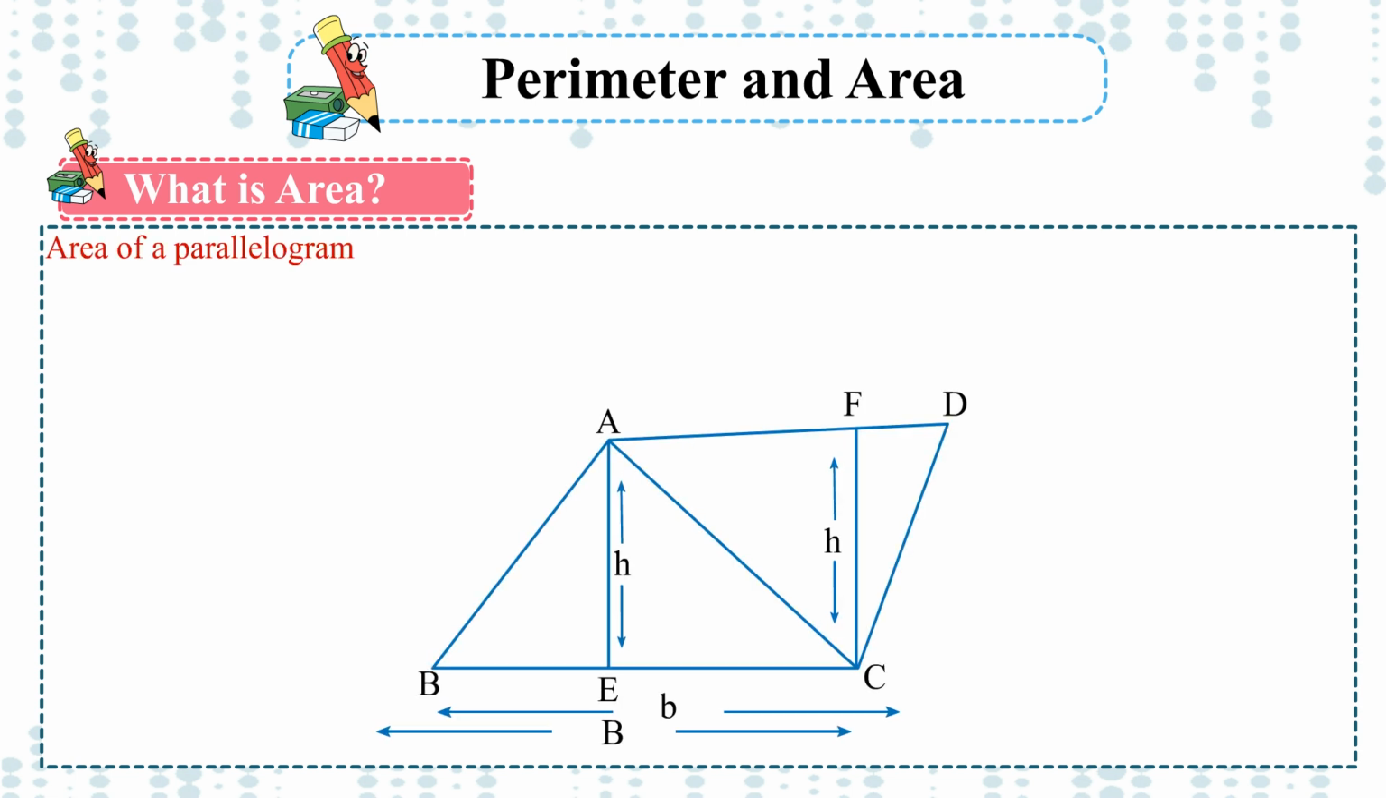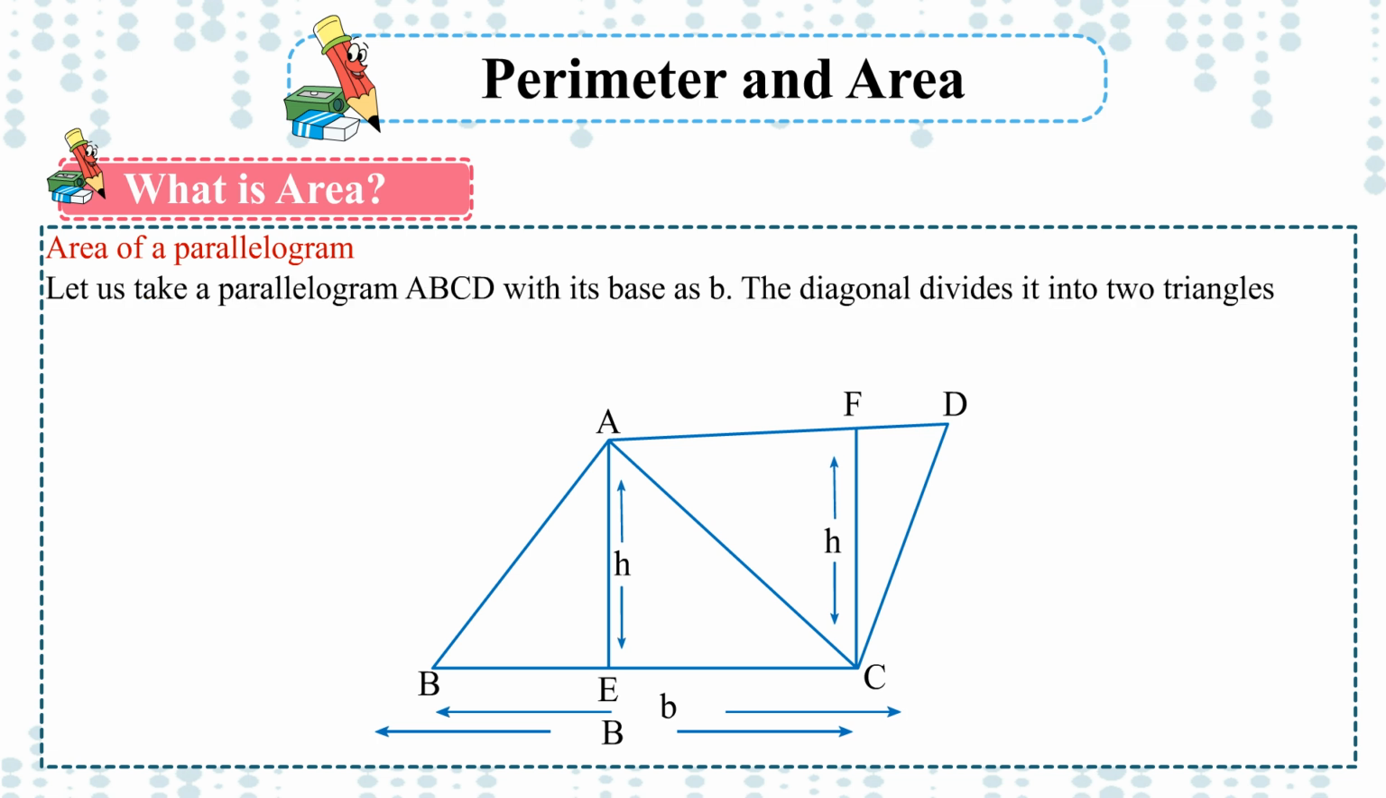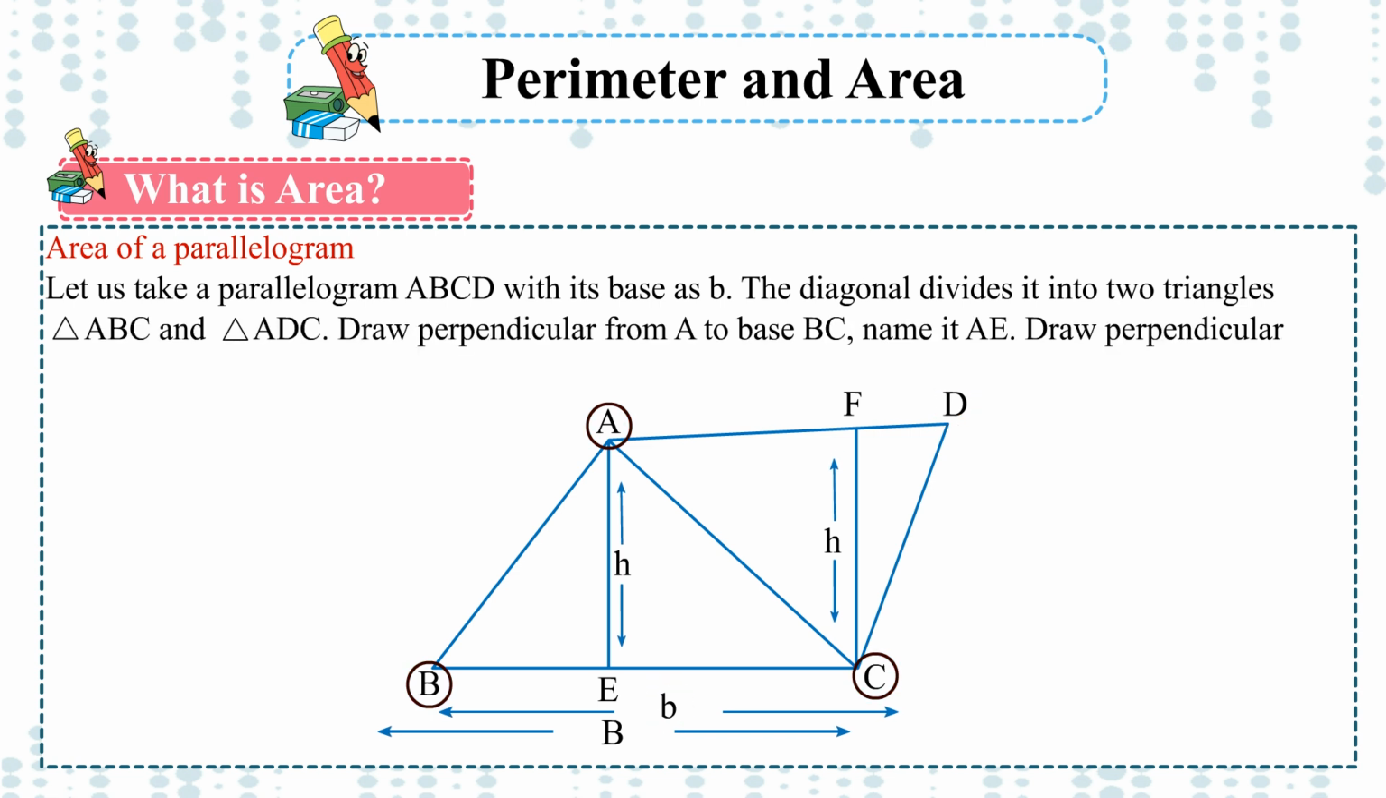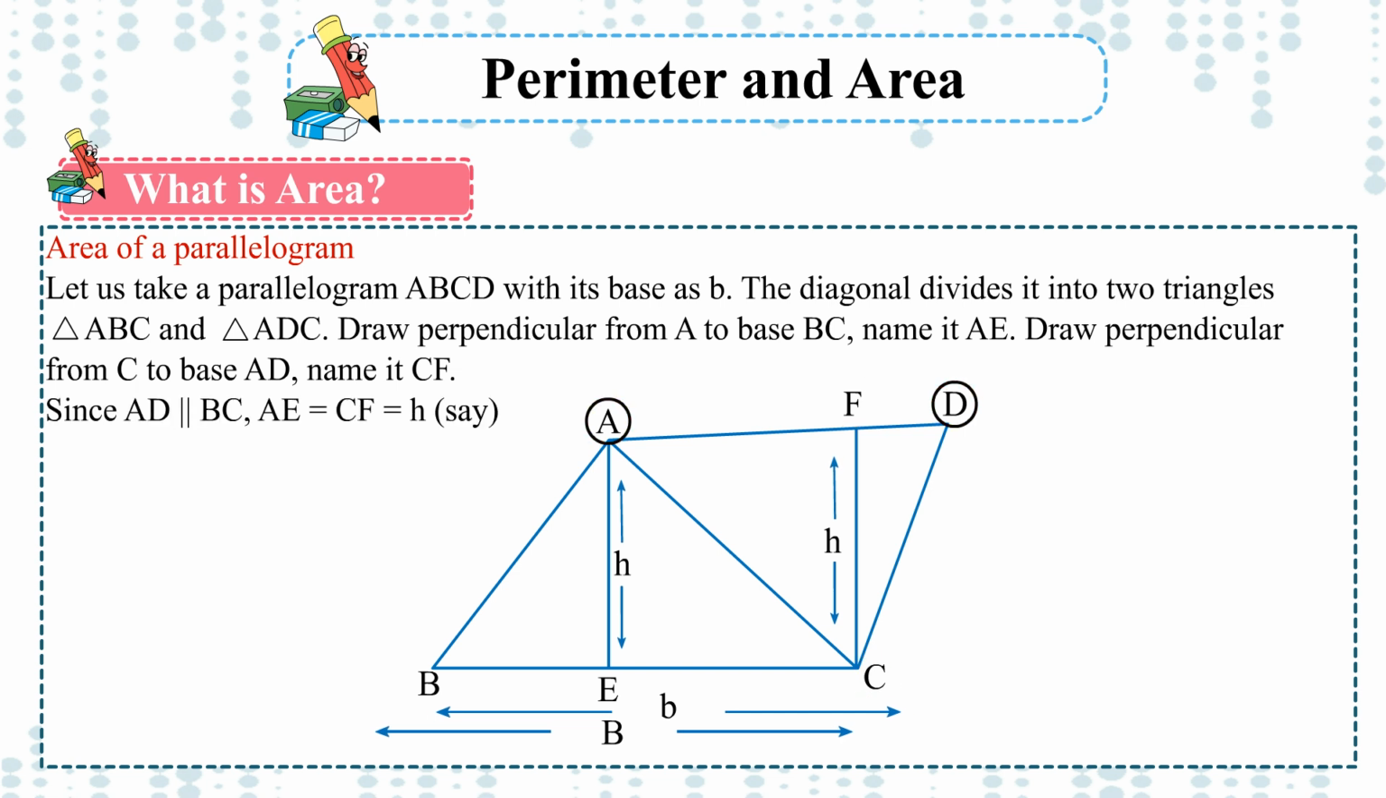Area of a parallelogram. Let us take a parallelogram ABCD with its base as B. The diagonal divides it into two triangles, triangle ABC and triangle ADC. Draw perpendicular from A to base BC, name it AE. Draw perpendicular from C to base AD, name it CF. Since AD is parallel to BC, AE is equal to CF is equal to H, say.